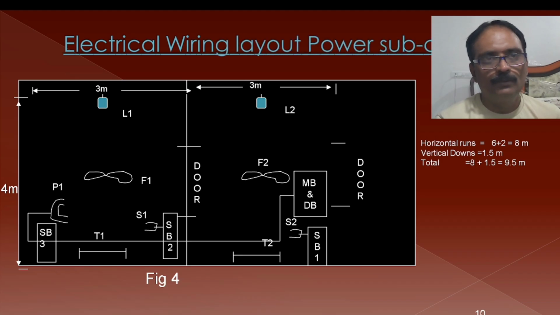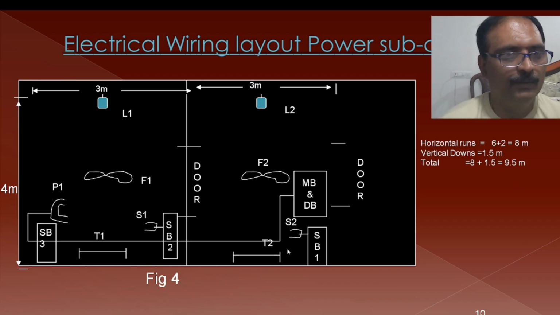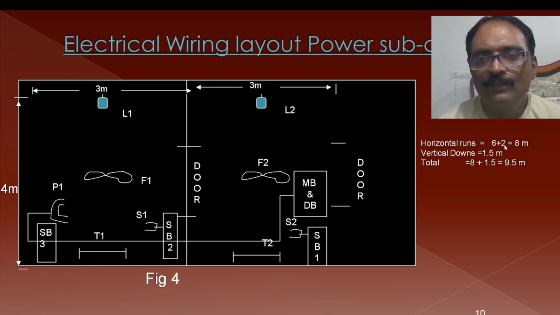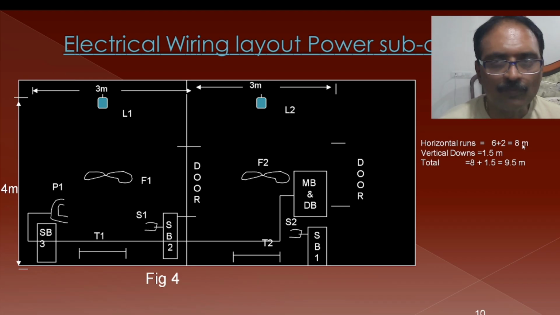Now let me tell you the electrical wiring layout for power subcircuit number 2. Here the horizontal runs will be of length 3 and of length 3, so put together we are going to have 6. And from here to the power socket, which is situated at the middle of this room, this side is 4 meters, so it will be situated at 2 meters from here. So 6 plus 2 is equal to 8 meters.